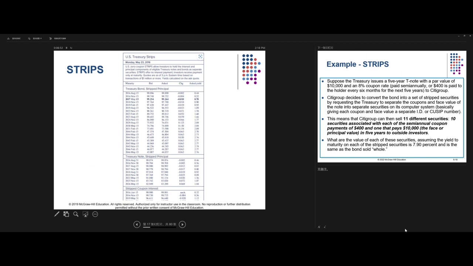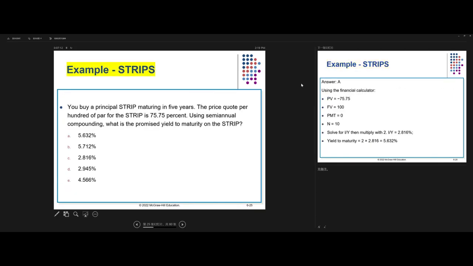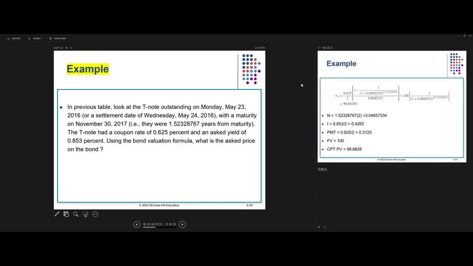Oh, it's this one. I don't know whether you can see my cursor. It's the fourth one in the second panel under treasury note stripped principal. Yeah, so that's the fourth one there. So based on that one, because the table was showing you the data on May 23rd, and settlement would be the next day, which is 24th.